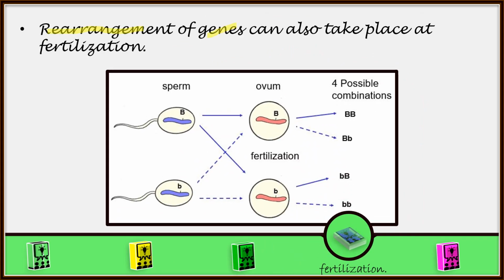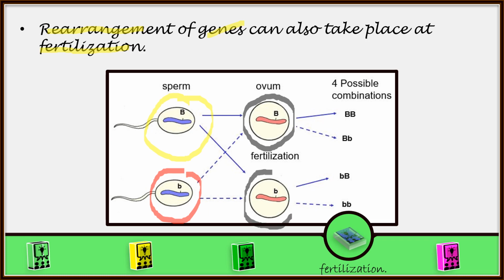Rearrangement of genes can also take place at fertilization. For example, let's look at these 4 cells. We have a sperm with capital B, but we also have a sperm with small b. And then we have the ovum with capital B, and then we have another ovum with smaller b.